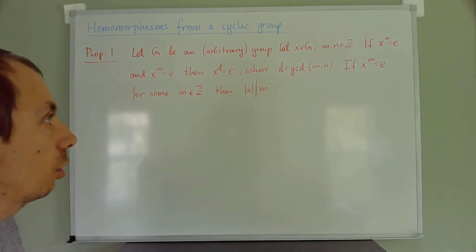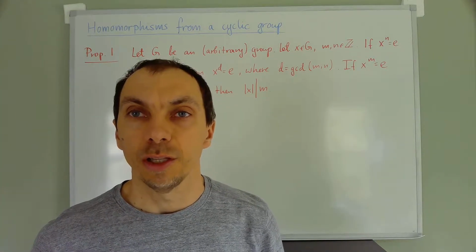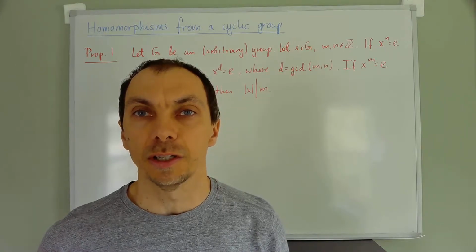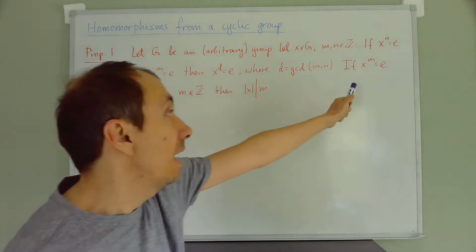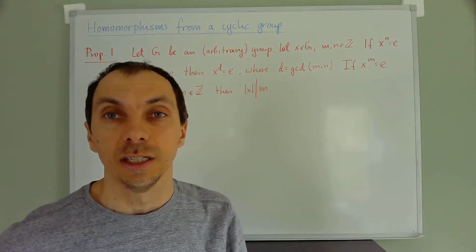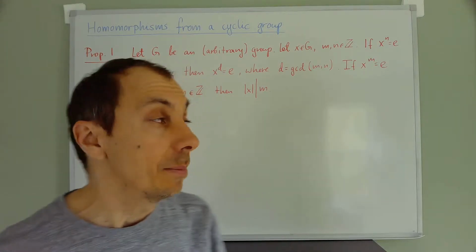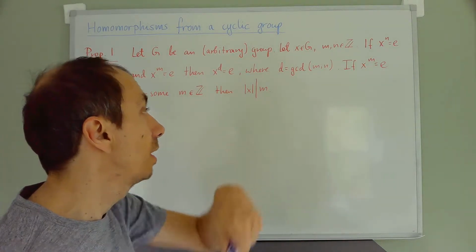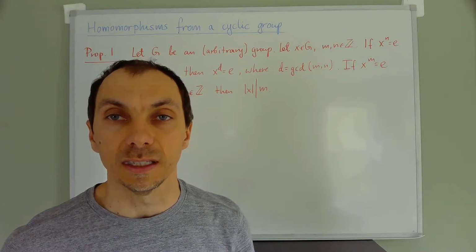Now, so far we know a weaker statement than the second one, namely, remember that the order is the smallest positive power that gives you the identity. Which means if x to the m is equal to the identity, that means the order is less than or equal to m. Okay, but this time we'll get more refined information. We're going to get that the order of x divides m.